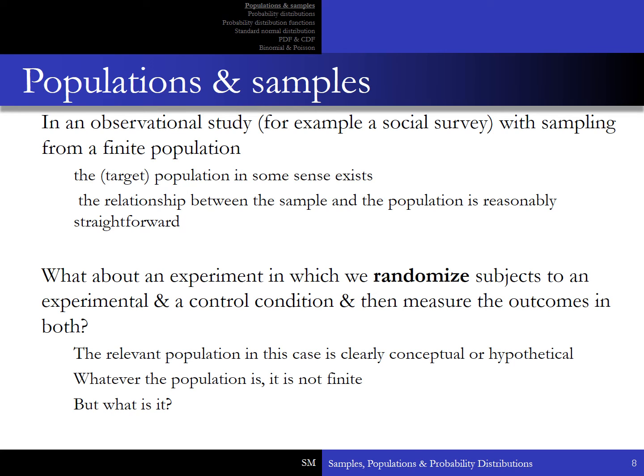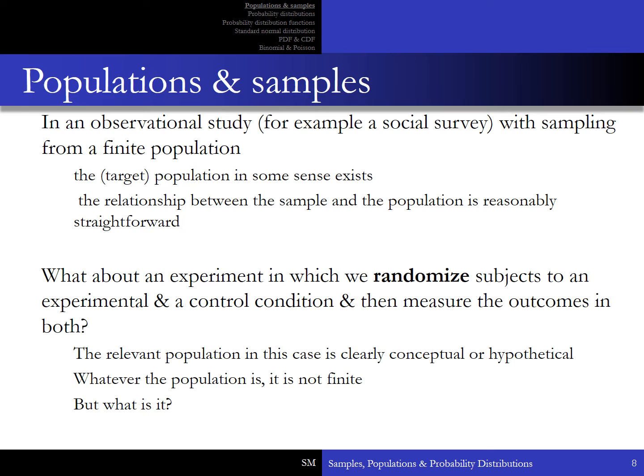In an observational study, for example, a social survey, where we sample from a finite population, the target population, in some sense, has a real existence. The relationship between the sample and the population, though complicated in ways that the previous slide illustrated, is reasonably straightforward.